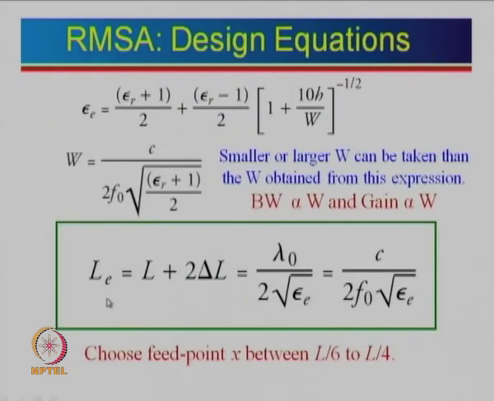So L is nothing but lambda 0 by 2 root epsilon, because that is the effective wavelength, and we substitute lambda 0 equal to C by F. Just by using this simple expression, we can find out the effective length. In the next lecture, we will talk about how to design a rectangular microstrip antenna in less than 15 minutes, and the maximum error will be just about 1% or so.